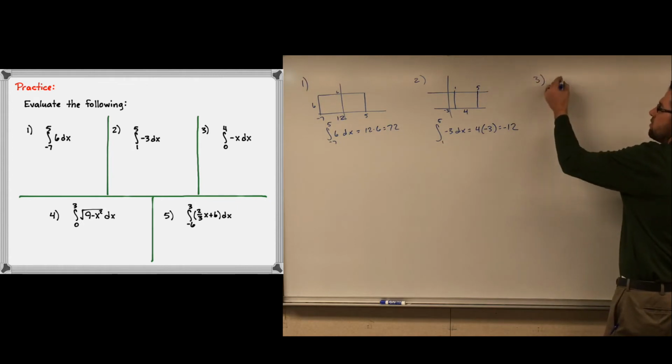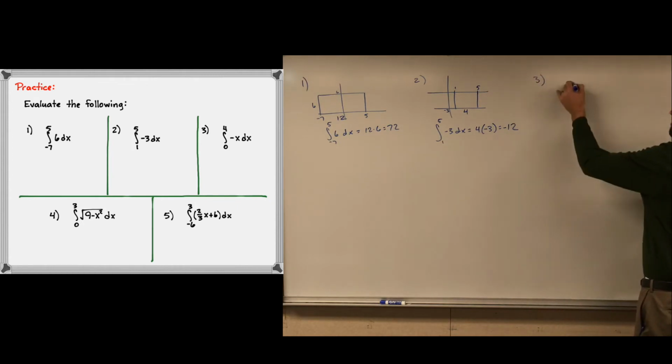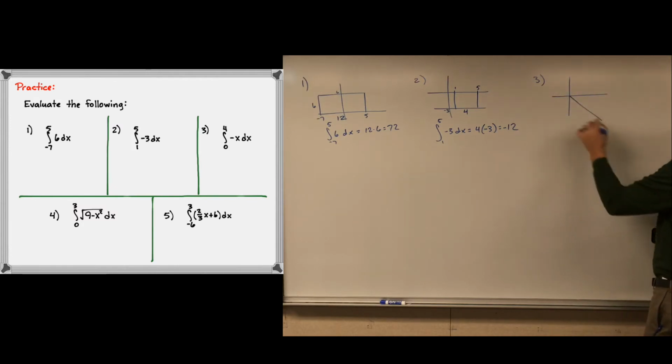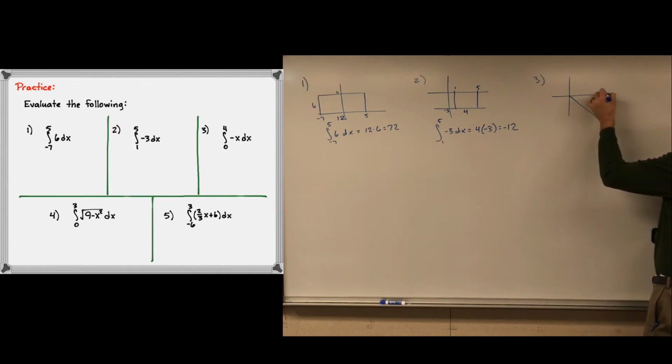Number 3, what do we have? We have a triangle. So y-intercept of 0, so it's like this. And we're going from 0 to 4. So we're looking for this region here.